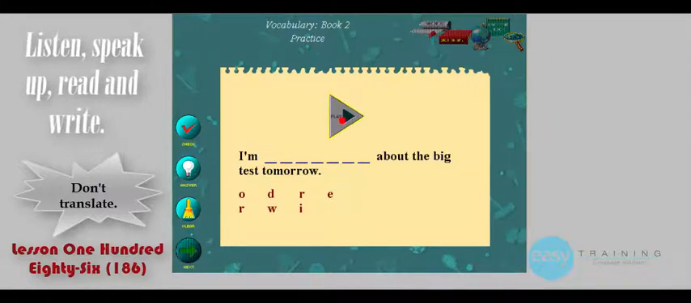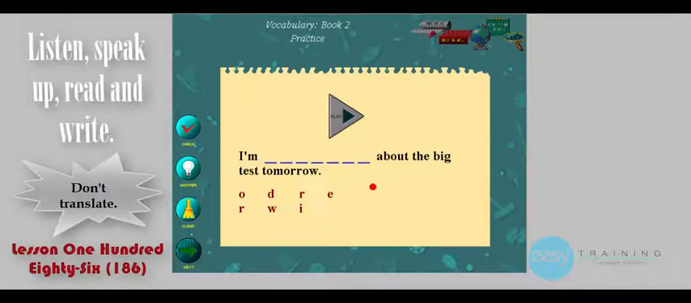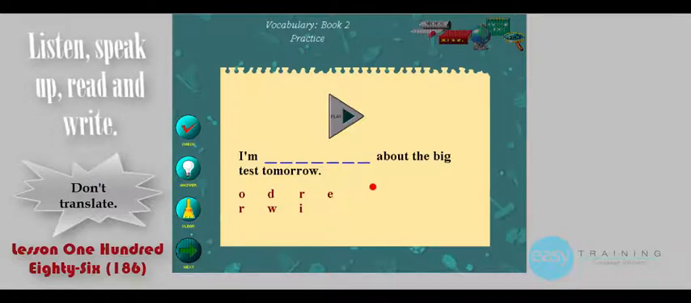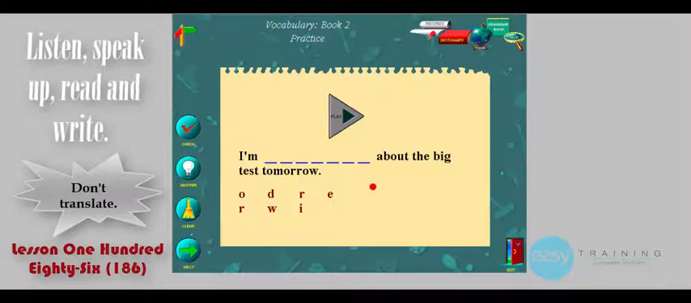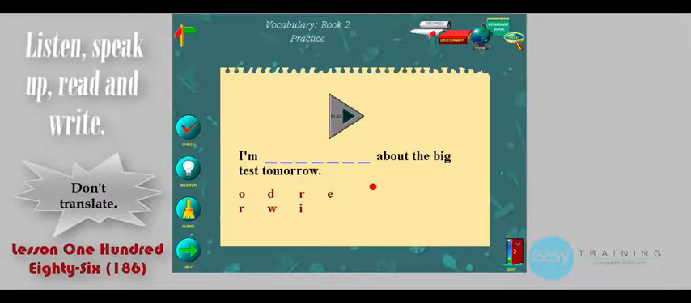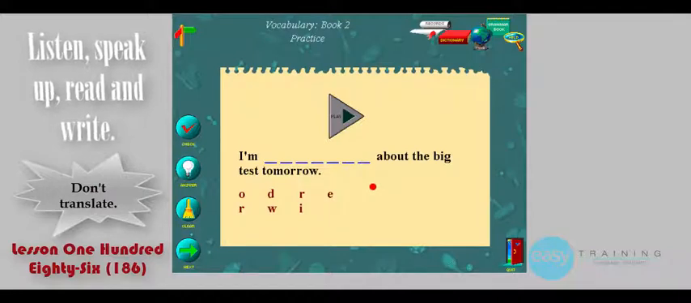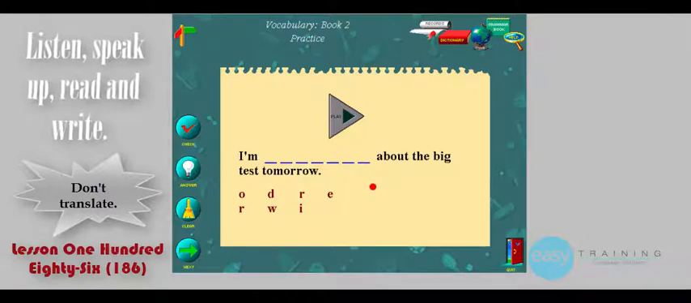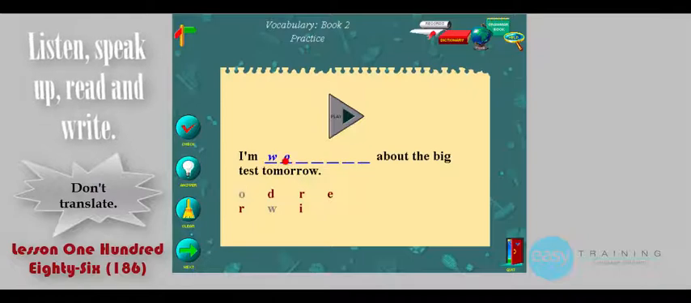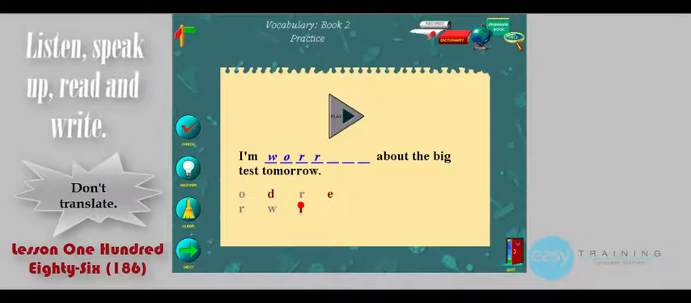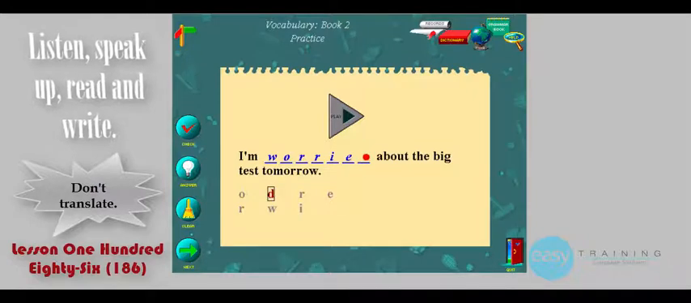Listen. Worried. I'm worried about the big test tomorrow. This person says, I'm worried about the big test tomorrow. How do you spell worried? That's W-O-double R-I-E-D. Do you worry about your tests?